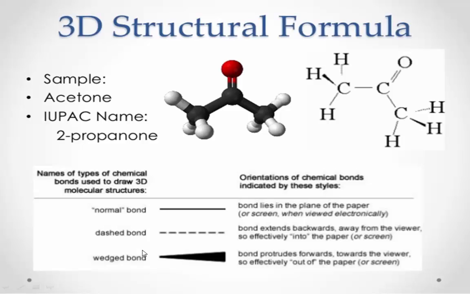See here students, this is the solid wedge or wedged bond. It is present above the plane and towards the observer. Next, a dashed bond, it indicates it is present below the plane and away from the observer. As you see here, this bond means dashed bond, it is present below the plane and away from the observer.